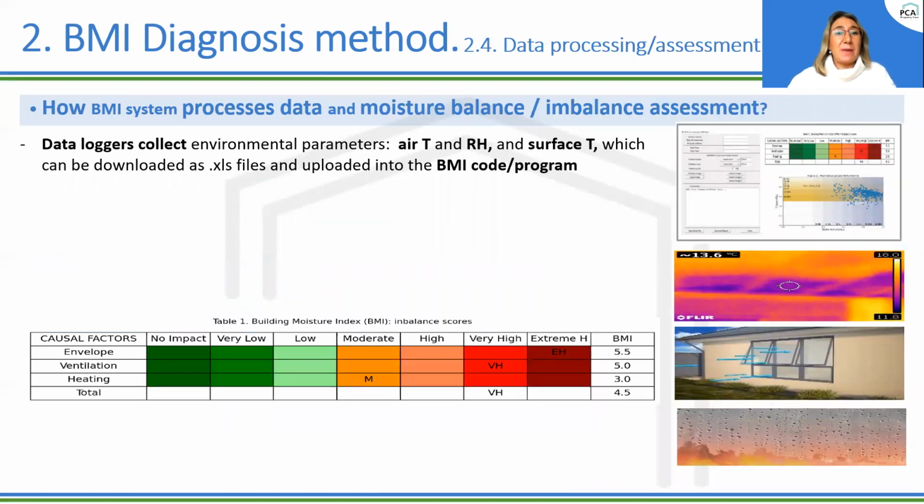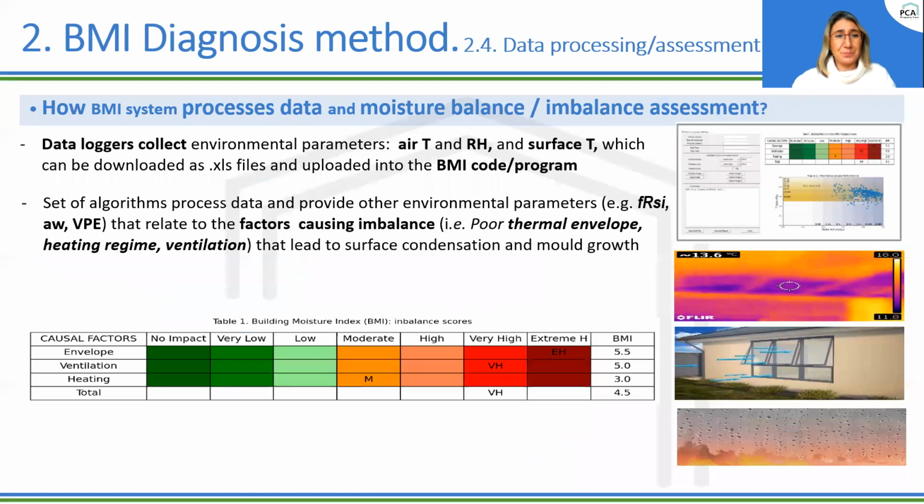And how the BMI diagnosis methods process the data and how to perform the assessment. Well, the data loggers collect the environmental raw parameters, air temperature and humidity and surface temperature, which can be downloaded as Excel files and then uploaded into the BMI code program.